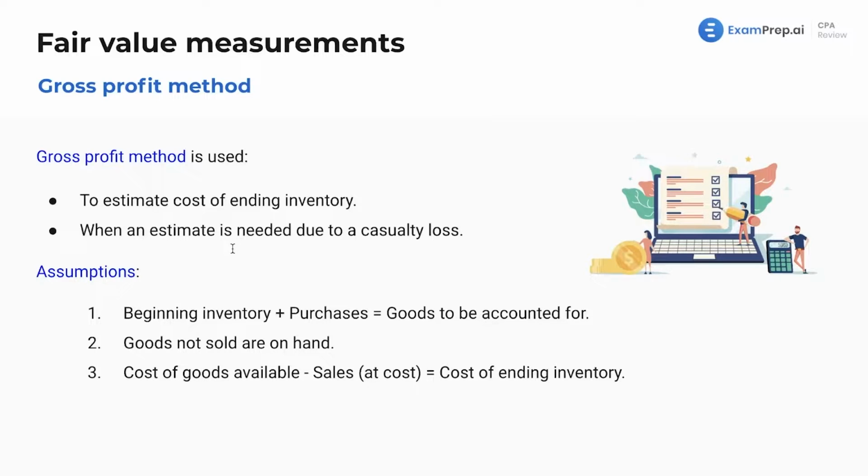Or what happens? Well, assumptions of this method: beginning inventory plus purchases equals goods to be accounted for. And that makes sense, right? How much should we have? Well, beginning inventory plus purchases. Goods not sold are on hand. Okay, that's, again, pretty straightforward, right? Anything that's not sold is going to just be on hand. And cost of goods available for sale minus sales at cost equals the cost of ending inventory. All of these assumptions are pretty straightforward in cost accounting in terms of inventory, right? In terms of base formulas, nothing too out of the ordinary here.